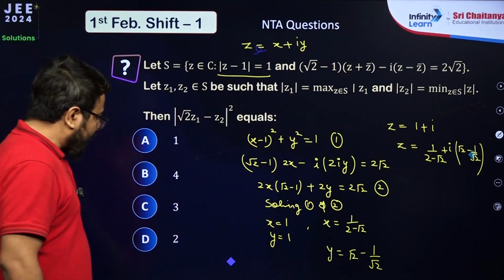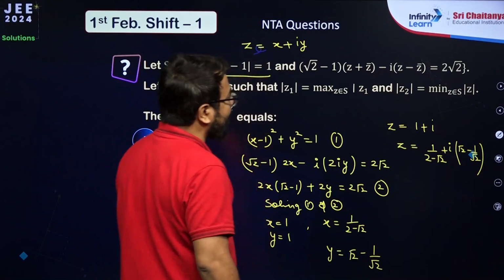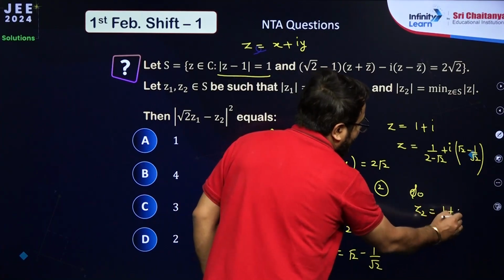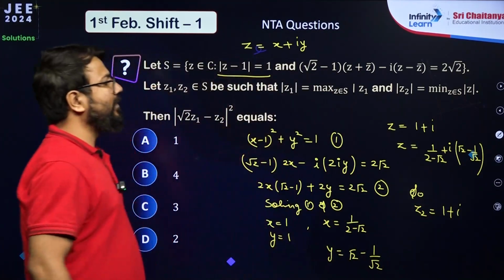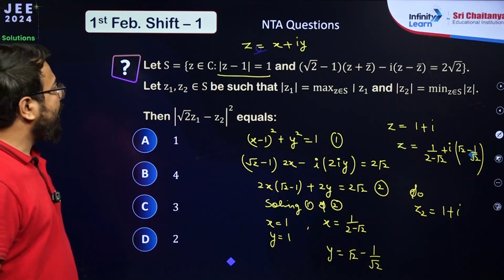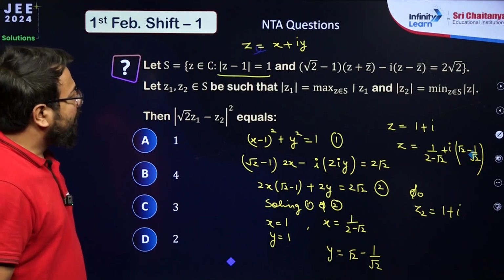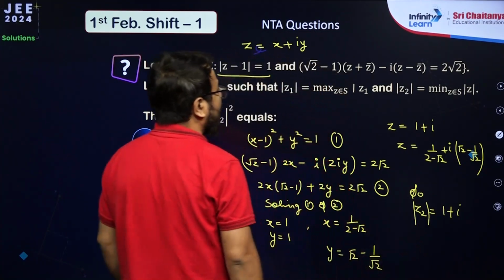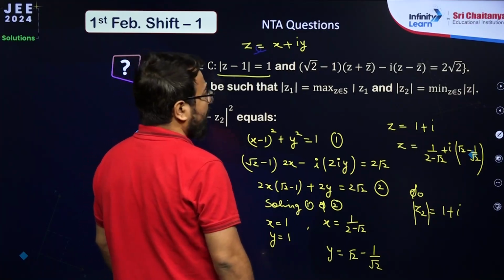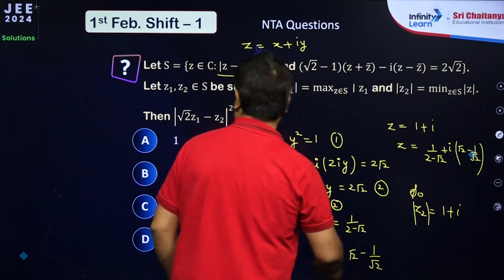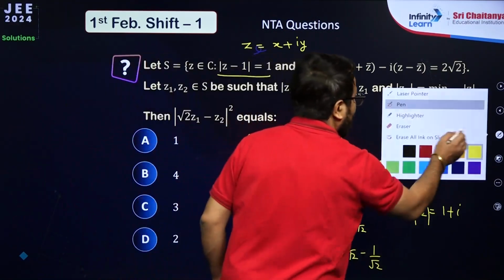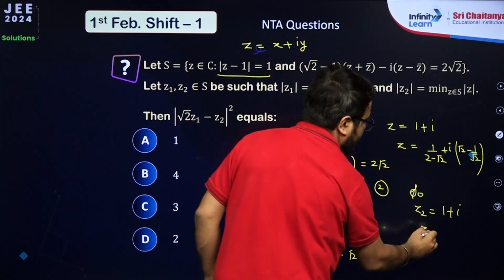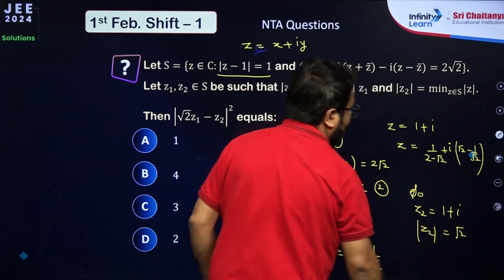Are you able to understand? So z2 here is representing the minimum value. So I can write here that z2 will definitely be 1 plus iota. And if I need to write the value of modulus of z2, the modulus of z2 here will be equal to root 2, if I am assuming z2 as 1 plus iota. I hope you are able to understand this.